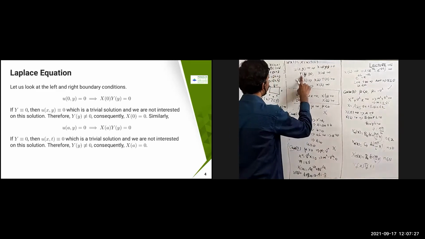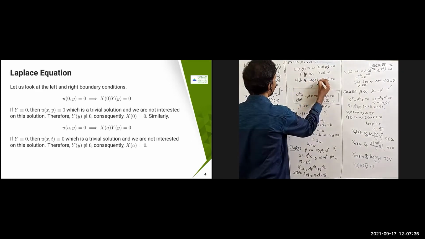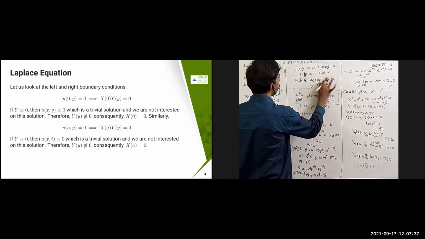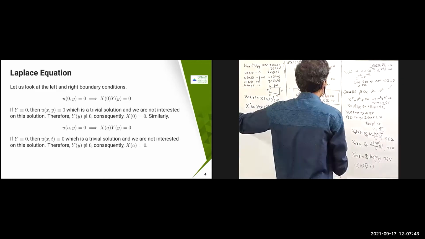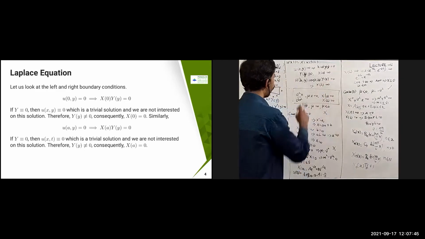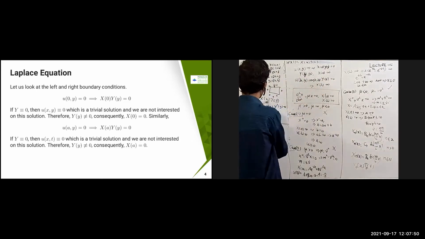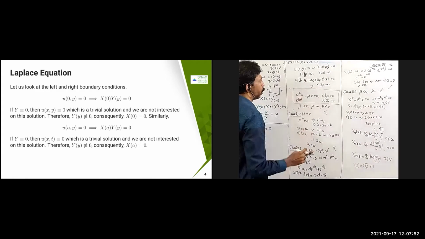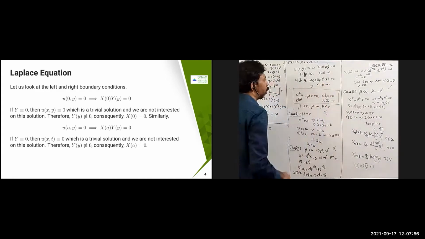Now u of b comma y equal to 0. This implies x of b y of y equal to 0. So if y of y is again the same logic, y of y equal to 0 means u of x comma y is going to be 0, which is a trivial solution. I'm not interested. Therefore, I'm going to take x of b equal to 0. That is going to imply x of b equal to 0.